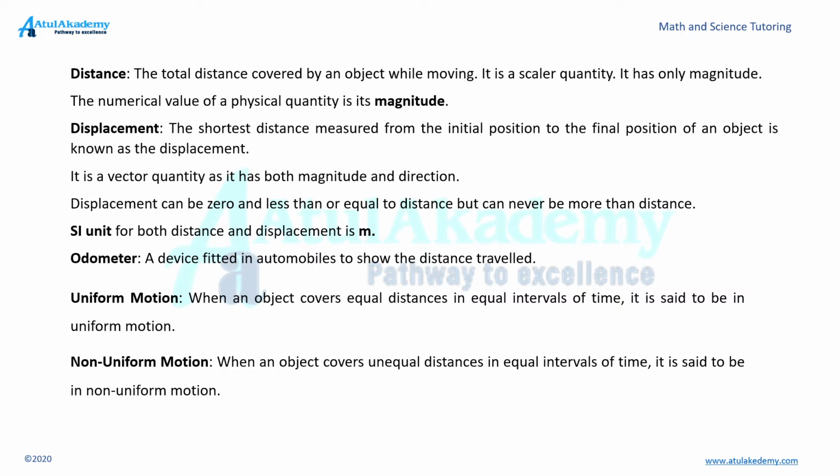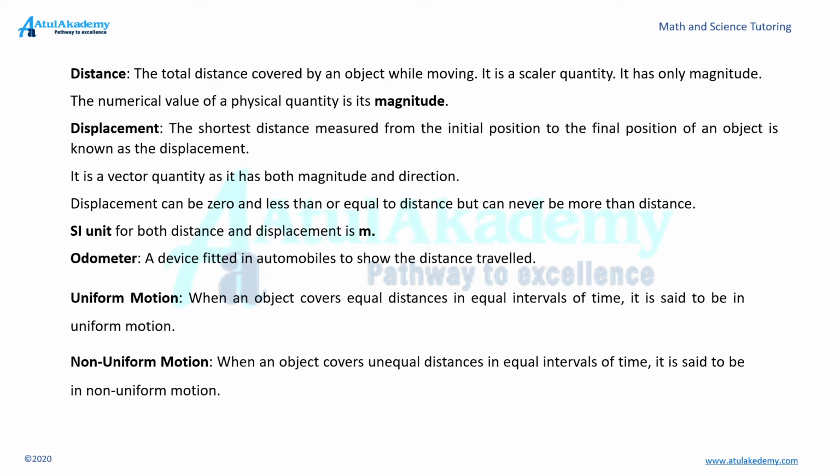Displacement. The shortest distance measured from the initial position to the final position of an object is known as its displacement. Now it is a vector quantity as it has magnitude and direction both. Displacement can be zero, can be less than or equal to the distance, but it cannot be more than the distance. SI unit for both distance and displacement is meter.